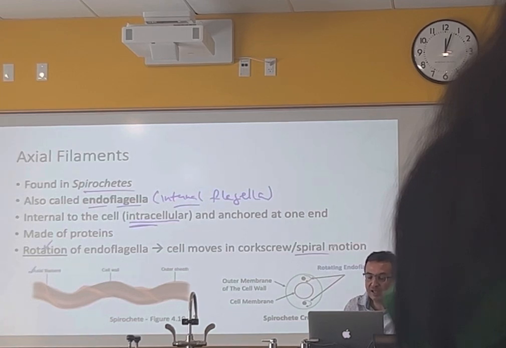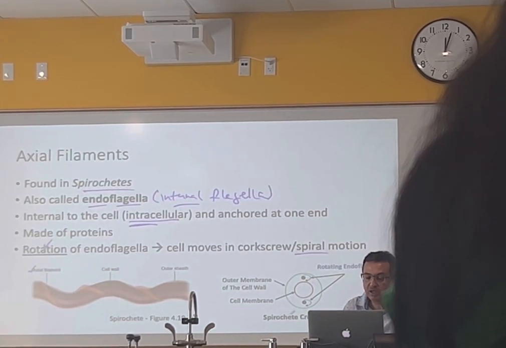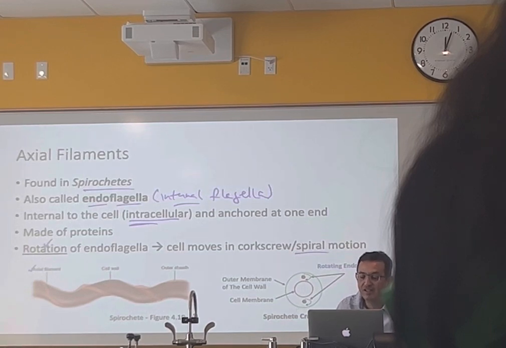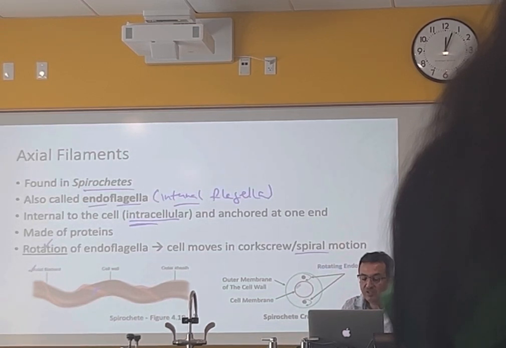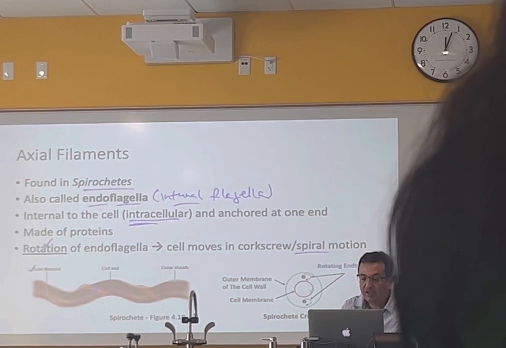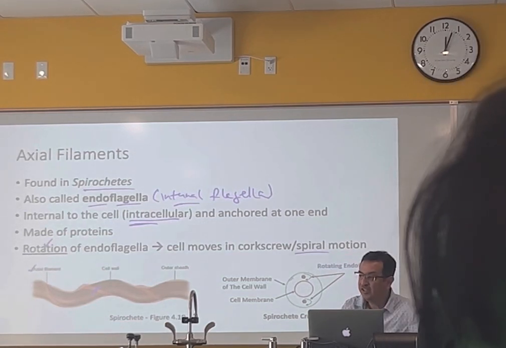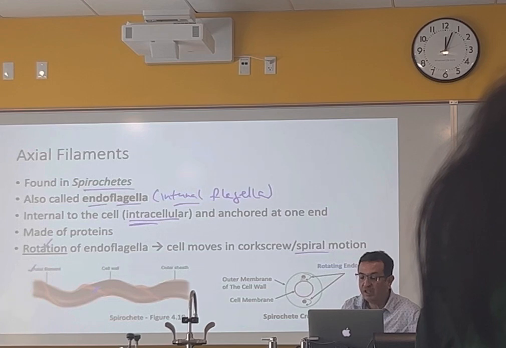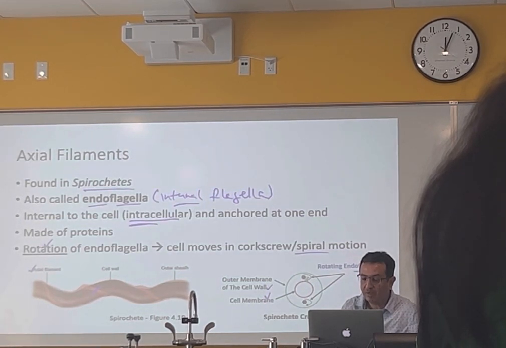And the reason why it does that, this picture over here, which I drew myself, I'm very proud of this one. This is a cross section. If you were to slice an endoflagella, axial filament, here's the cell membrane in red of your bacterium. And then remember, bacteria have cell walls. So the space between the cell membrane and the cell wall, that's where you have the endoflagella.